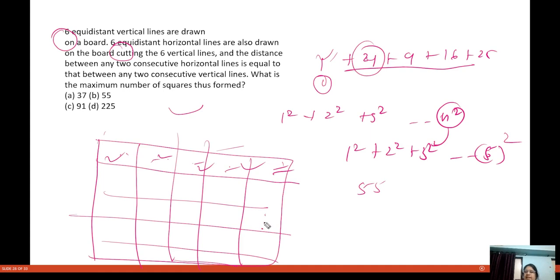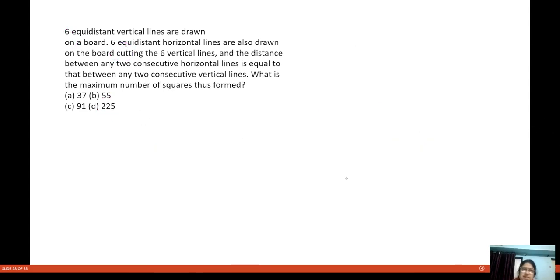When we are considering three, how many did we get? Nine. When I consider only two rows, how many did we get? 16. When we are considering these five boxes all, how many did we get? 25. So that is given by 1 square plus 2 square plus dot dot n square, where n is the number of smallest unit squares you get. So that is given by 55. I hope everybody is clear with this.